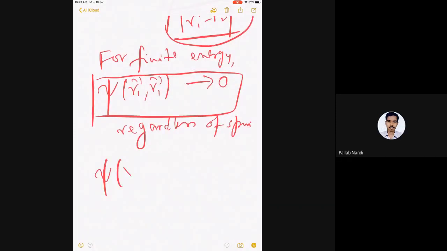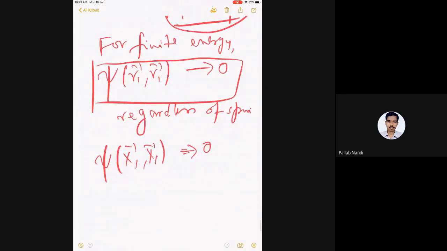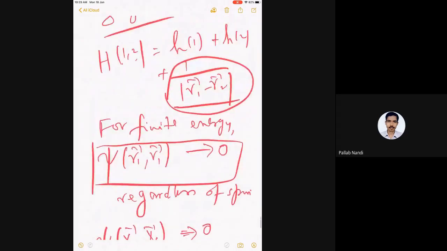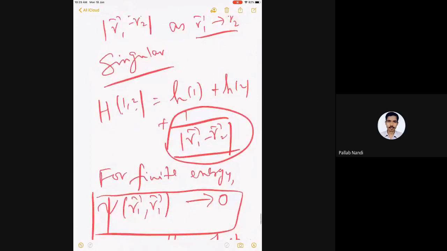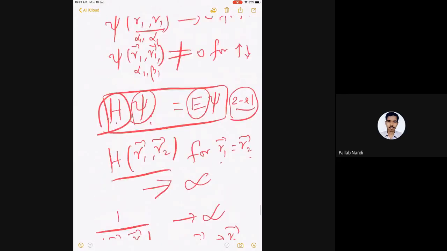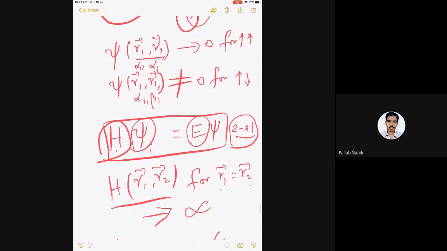Or in terms of spin, I can say chi1 must be 0 for the wave function, because R and R have to be same. So regardless of spin, the wave function must be 0. And because the wave function must be 0, the probability of anything must go to 0. Right? This is an exact case. So this is the Schrodinger equation that I am discussing for the exact case. This is what it should be.